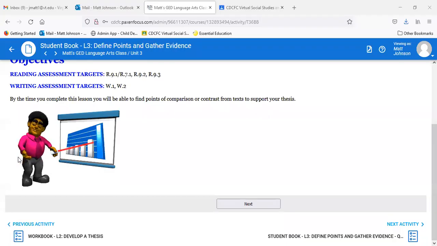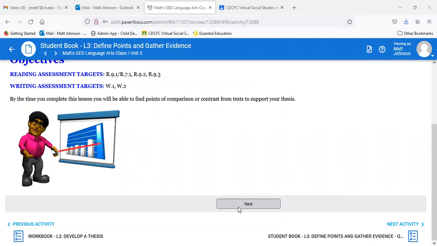Continuing with what we did yesterday, today is lesson three, unit three. Lesson three is define points and gather evidence. By the time you complete this lesson, you will be able to find points of comparison or contrast from text to support your thesis. So now, thinking more about filling out the body of our writing response.